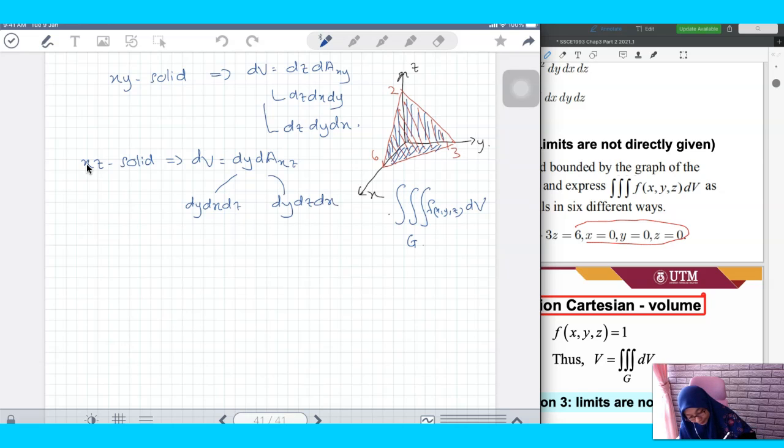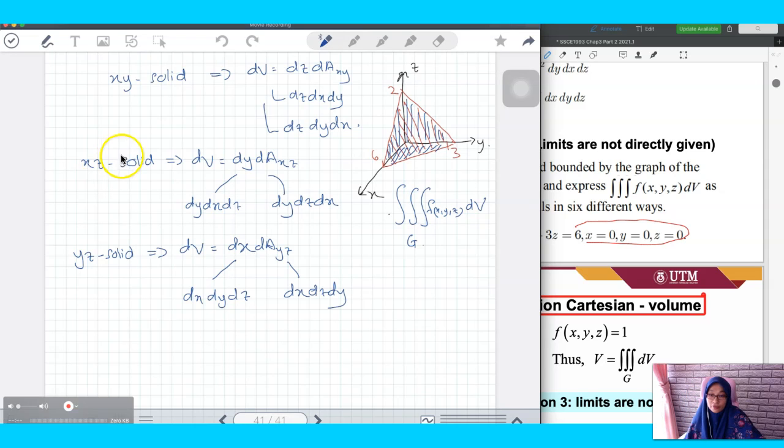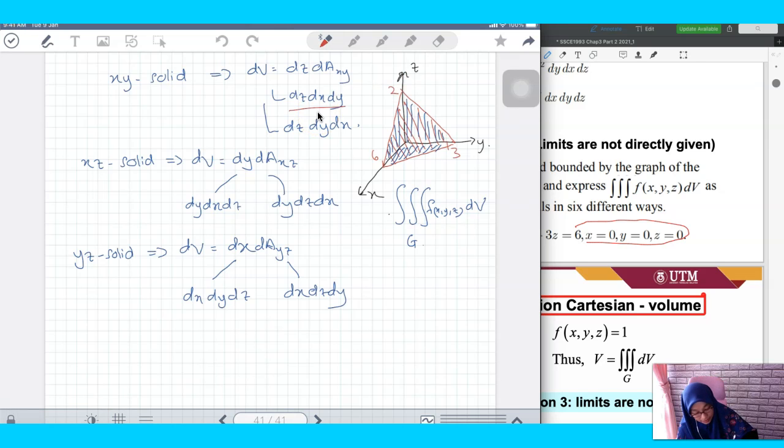And if you have yz solid, so your dv is, you start with dx, dA on the yz. So you have dx, dy, dz, or you have dx, dz, dy. So you have to provide all these 1, 2, 3, 4, 5, 6 integrations for this specific order of integration, which means that you have to provide this one, this, and this.